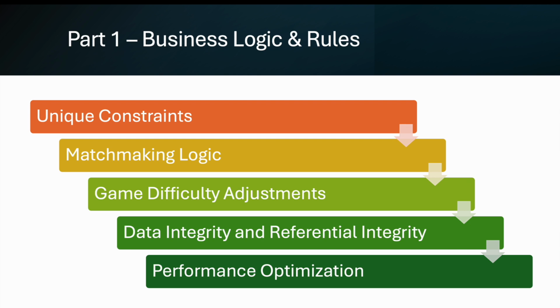Our next point is data integrity and referential integrity. So constraints and foreign keys are used extensively within our system to maintain consistency and the accuracy of data across the various tables. A few examples would be game sessions, player statistics, player items, and feedback.